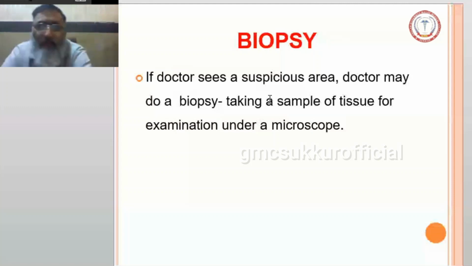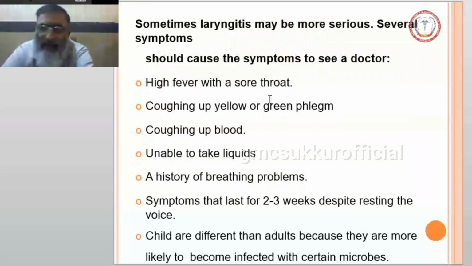Treatment. Treatment is very easy. If you find high fever with sore throat, then you go for certain antibiotics. If there is a cough with yellow-green sputum, you go for antibiotics. If there is a cough, you go for soothing agents. Usually these are the certain signs and symptoms here.